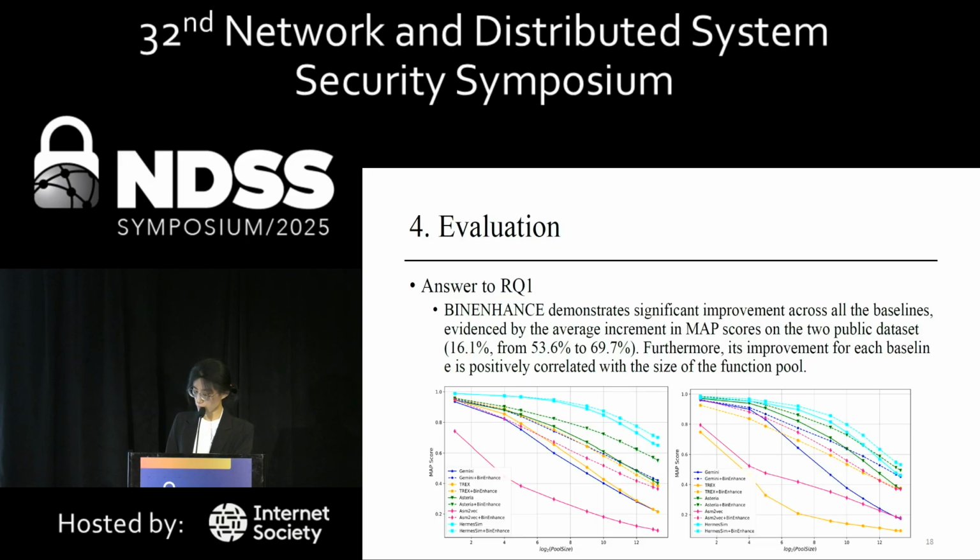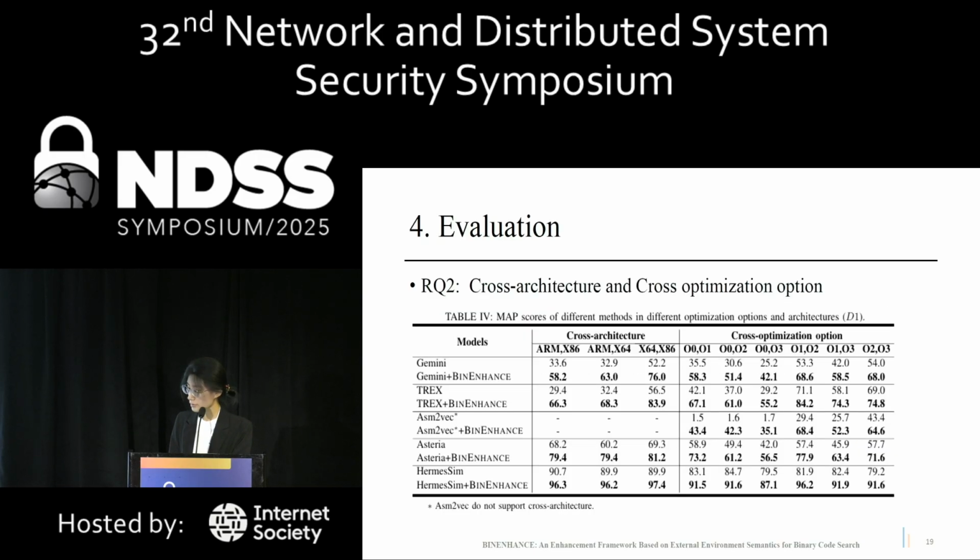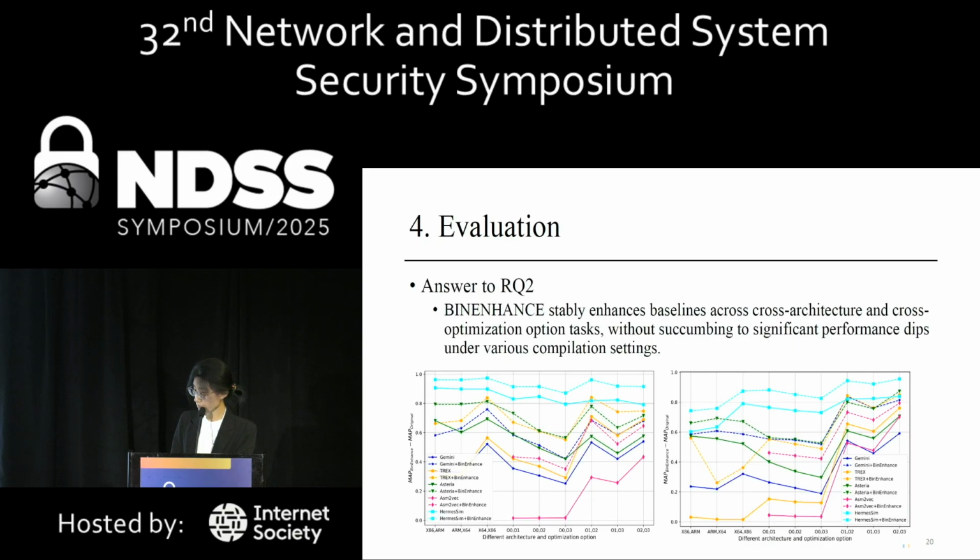As shown in these two figures, BinEnhance demonstrates significant improvement across all the baselines, evidenced by the average increment in MAP scores on the two public datasets. Furthermore, its improvement for each baseline is positively correlated with the size of the function pool. We set different architectures and optimization options. As shown in these two figures, BinEnhance consistently enhances baselines across cross-architecture and cross-optimization option tasks without succumbing to significant performance dips in various compilation settings.